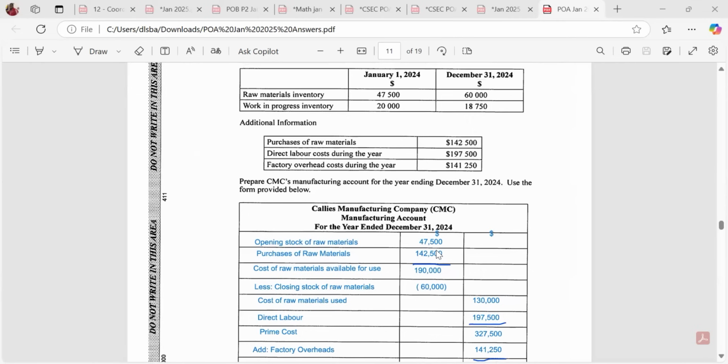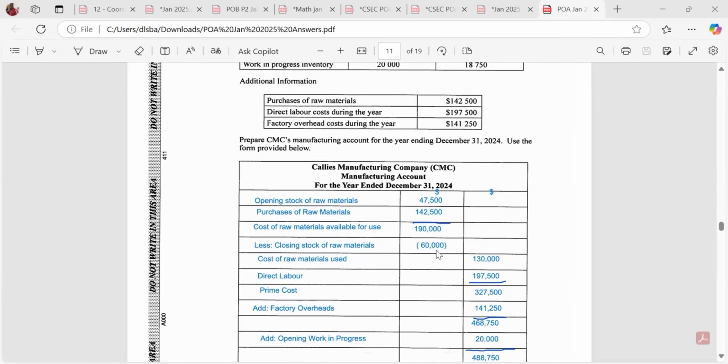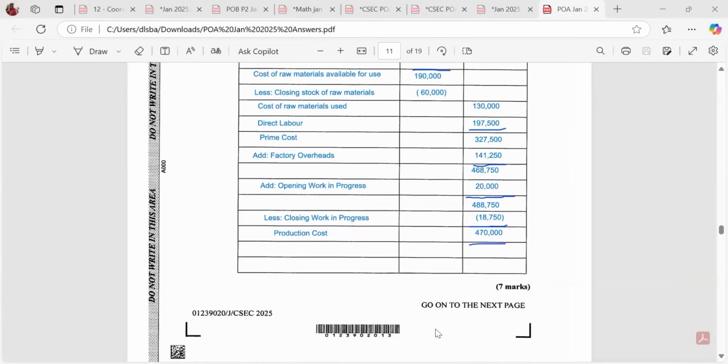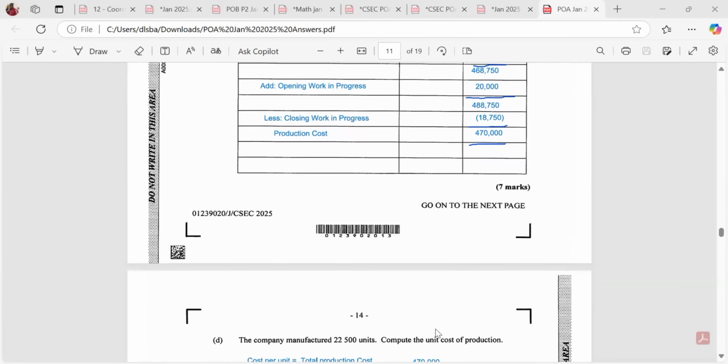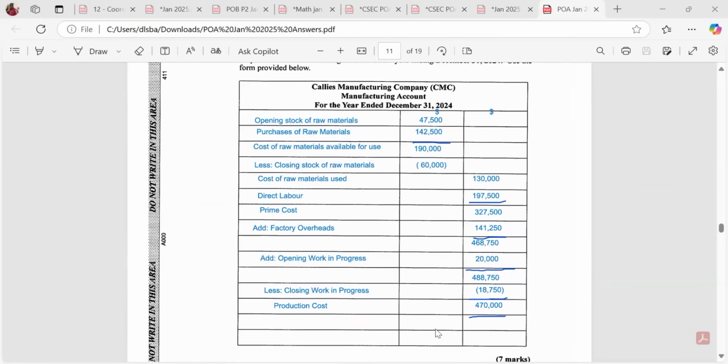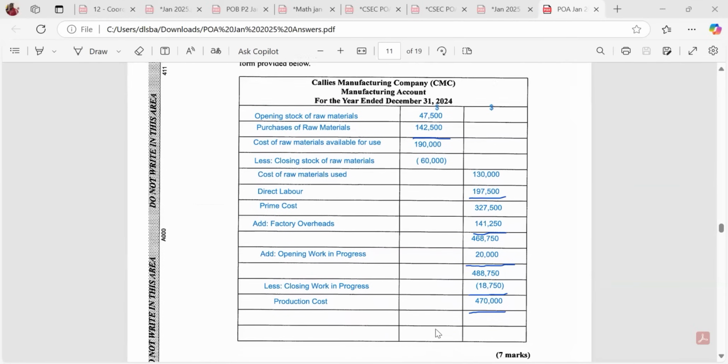468,750. Then the last part of the manufacturing account, if you know how to do a manufacturing account, it's real easy. You add the opening work in progress, that's the goods they started to make but didn't finish, and you minus the closing work in progress, and that's the production cost, and that was 7 marks. Once you know how to do manufacturing accounts, this will be real easy. This is the simplest way it could possibly come.